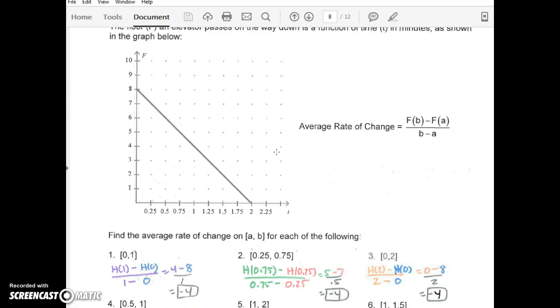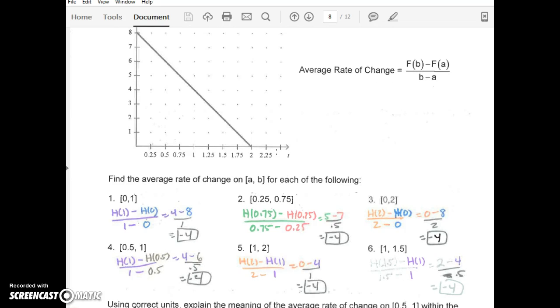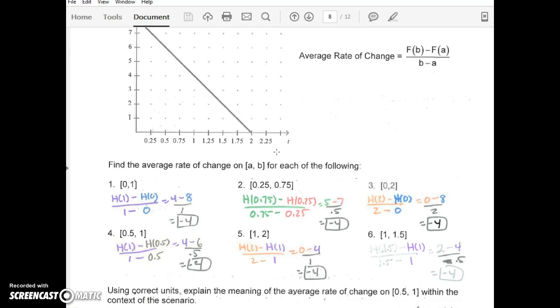Now, I could tell from the graph that this is a linear function. So realistically, I know that my answers for 2, 3, 4, 5, and 6 should all be the same thing. They should all be negative 4. Turns out that they are, just using the graph, picking out the points from the graph. So 0.25 matches up with 7, and 0.75 matches up with 5.